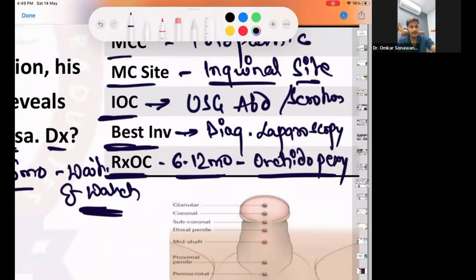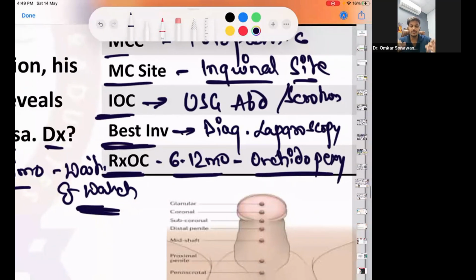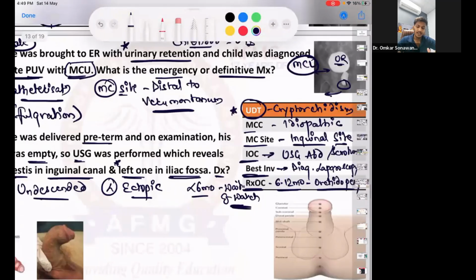And what is the time duration in which we perform orchidopexy? It is 6 to 12 months. Till 6 months, we wait and watch. No issues with this. Next.